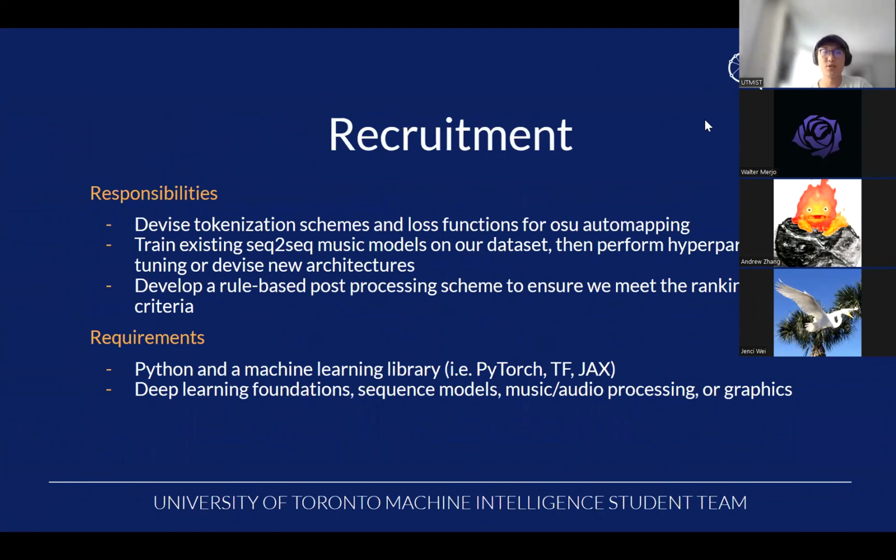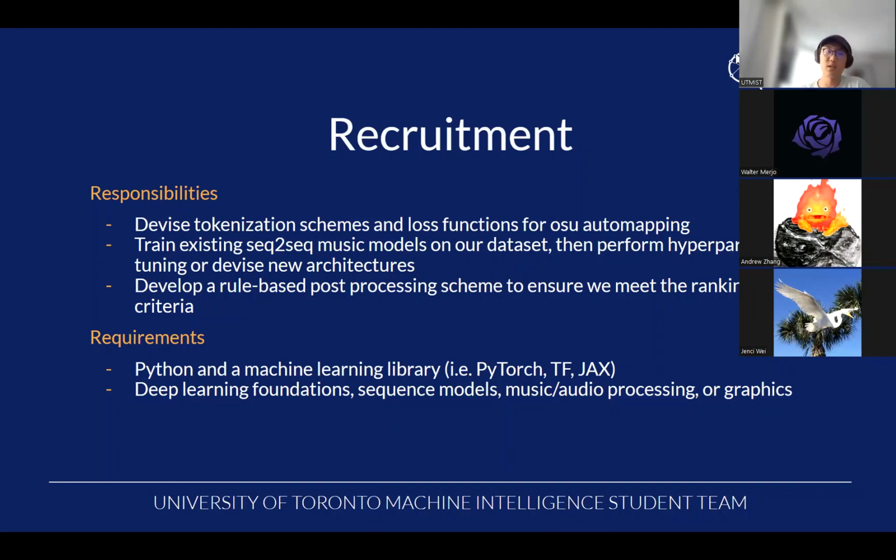So this team is looking for developers with several responsibilities. There's 3 stages to this. The first stage is that you will be responsible for devising a tokenization scheme and loss function for the OSU automata. Tokenization scheme is basically trying to make the OSU beat map readable by the ML models. The second stage will be to train an existing sequence-to-sequence music model on your own curated data set. And then if it performs well, you will do hyperparameter tuning to try to fine-tune the performance. If it doesn't work out, then you may have to be responsible for coming up with a completely novel architecture.